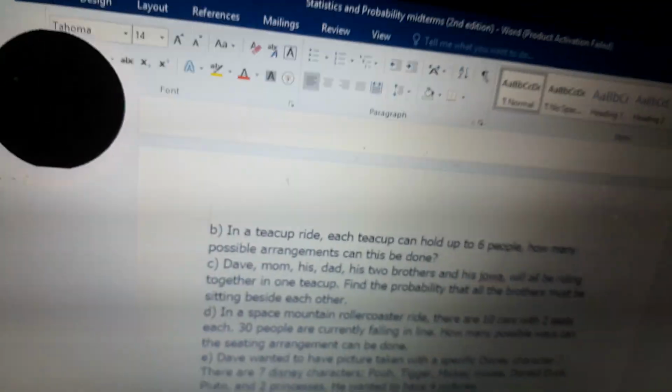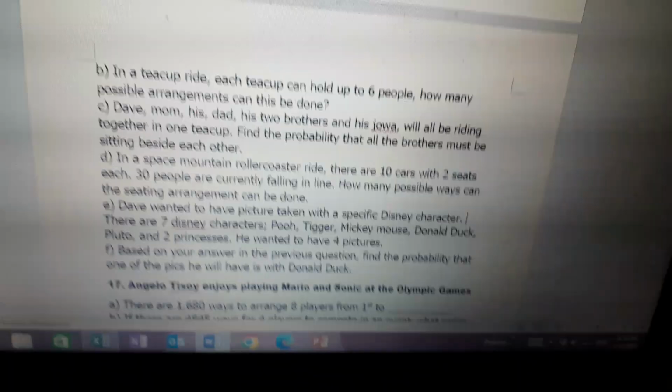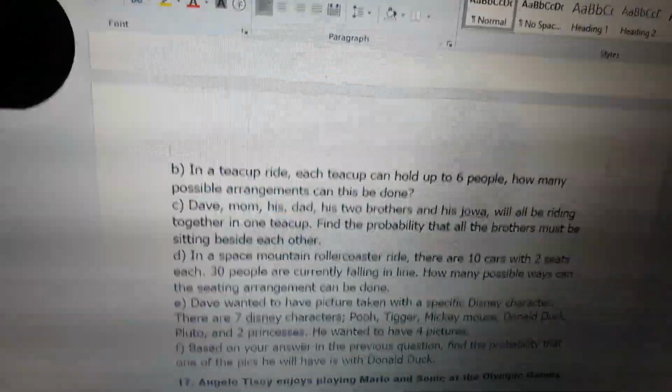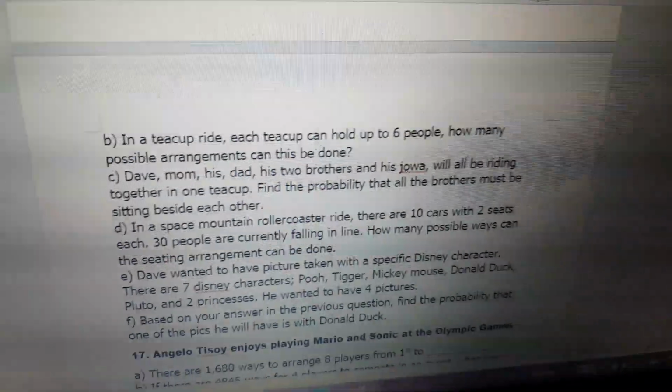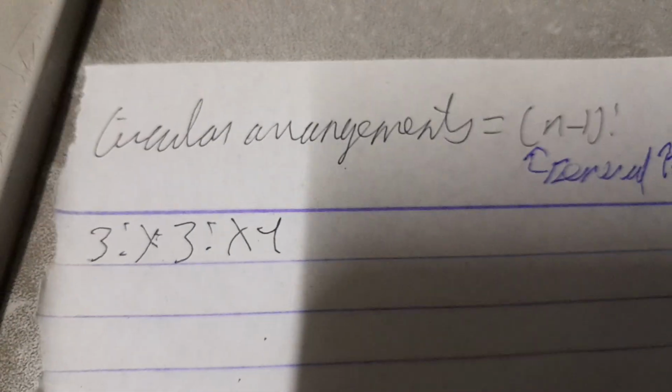Now for number 3, remember I said Dave, his mom, his dad, his 2 brothers, and his girlfriend. All together that makes 6 people. They will all be riding together in one teacup. Find the probability that all the brothers are sitting beside each other. So this is a probability involving a condition. Last time, with linear permutation, if all the brothers are sitting beside each other, that's 3 factorial, multiplied by 3 factorial, but times 4 because they can shift.